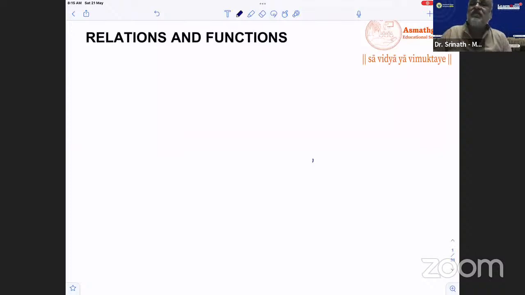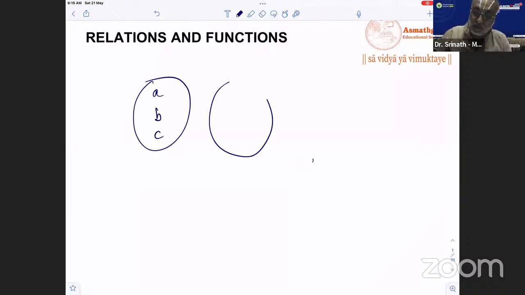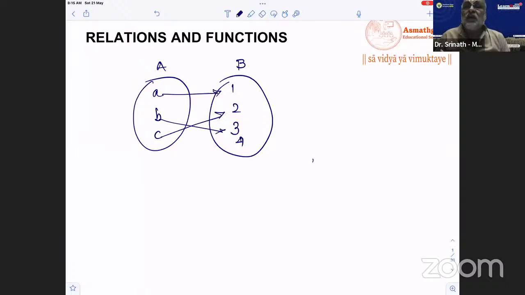See, one-one function. Suppose you have something like A, B, C, and here you have 1, 2, 3, 4, set A to set B. This function, is it one-one? Yes. Why? Because there is no element in B which has more than one pre-image. So therefore, this is a one-one function. If it is not one-one, it is also referred to as a many-one function.